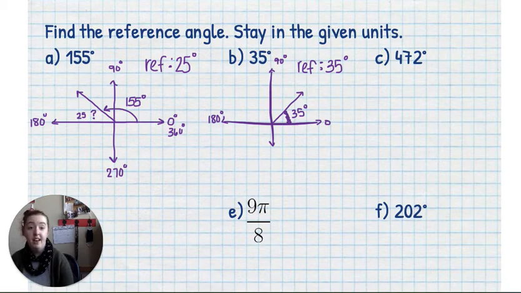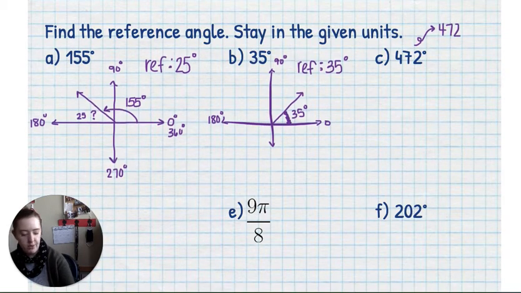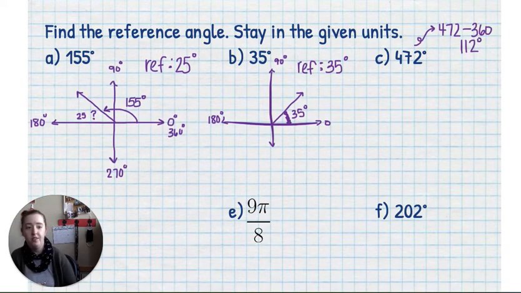Now let's look at 472. Now 472 is more than once around the circle, right? So looking at a coterminal angle could be super duper helpful for us. Coterminal is when we add and subtract 360. So in this case, to get it to an angle that we recognize, we want to take this number and subtract 360. So 472 minus 360 is going to leave me with 112 degrees.